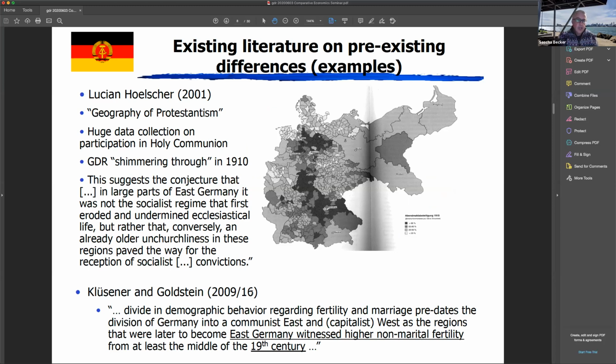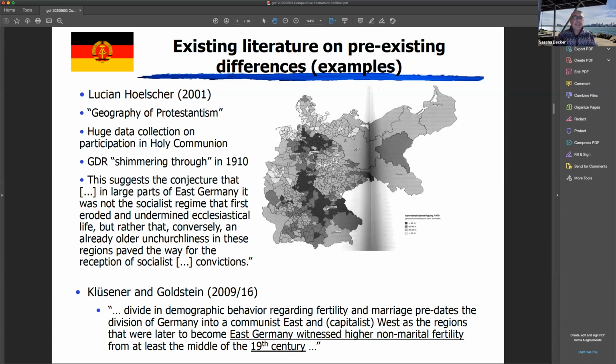And we're in fact looking at the relationship between church attendance and education, so looking at whether causality goes one or the other way. And in the context of that, we were reading work by Lucian Hölscher, who is a church historian, not an economist. And he has done tremendous work over various decades where he collected from the archives church attendance statistics in the Protestant church in Germany in the 19th and 20th century.